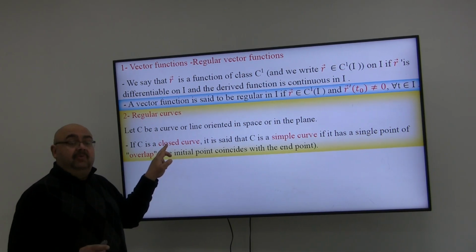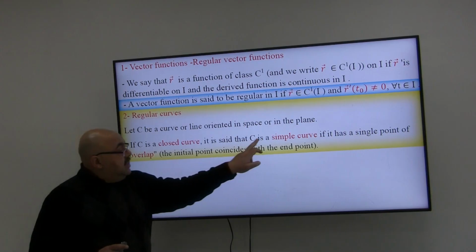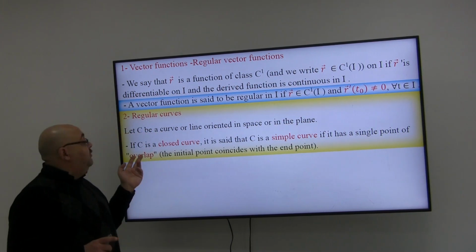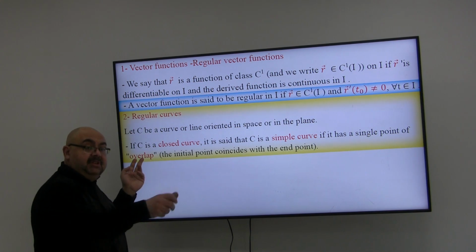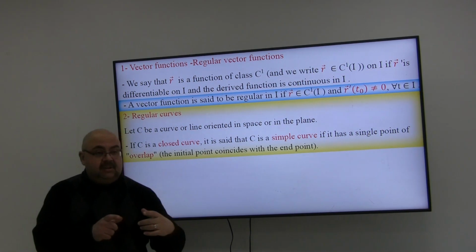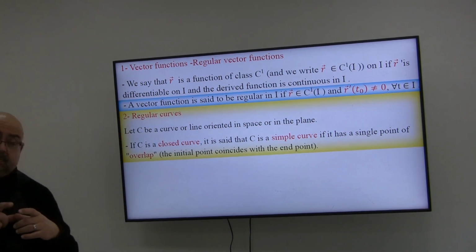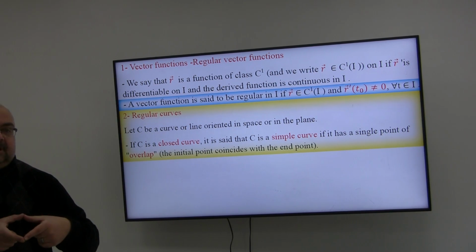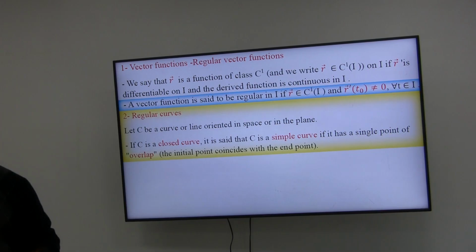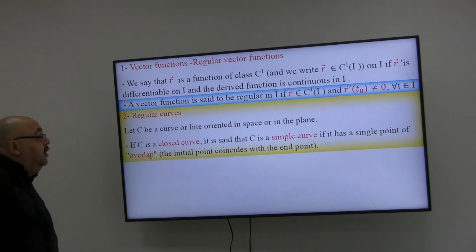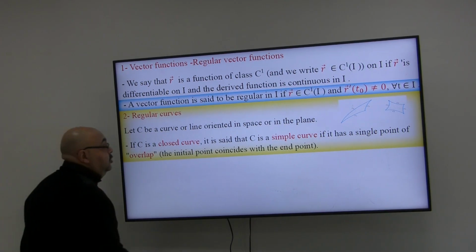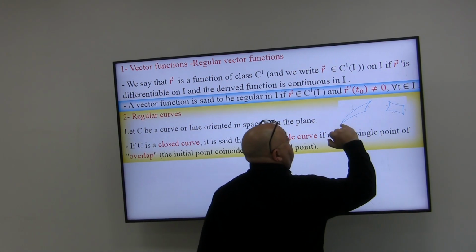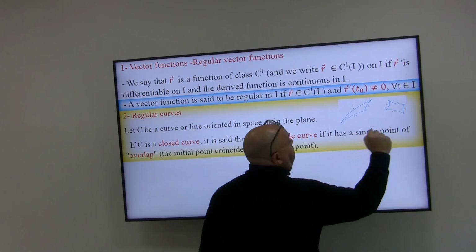What's the sign of the closed ones? It's said that C is a simple closed curve if it has a single point of overlapping: the end point and the beginning point. So it is the first point and the end point, and they are overlapping each other. So it's going to be like a circle or like a closed line. Something like those guys. See? Those curves represent closed or regular curves.